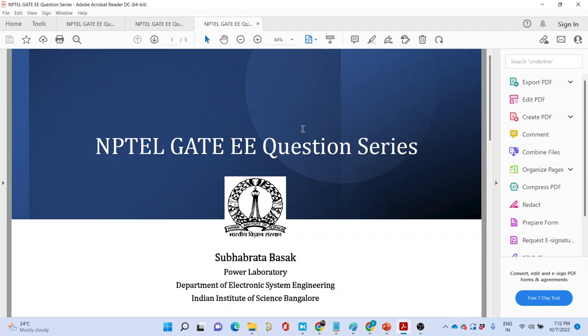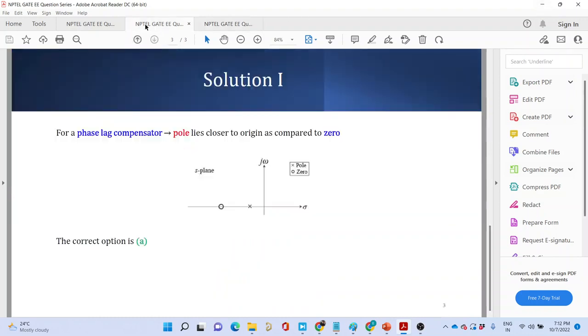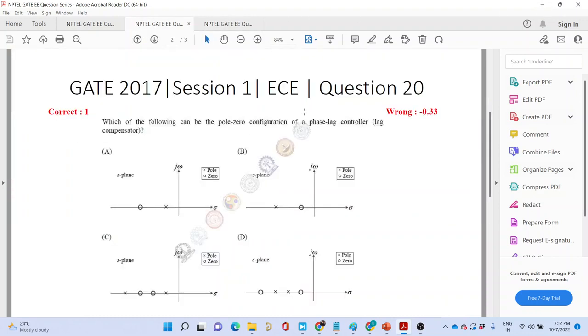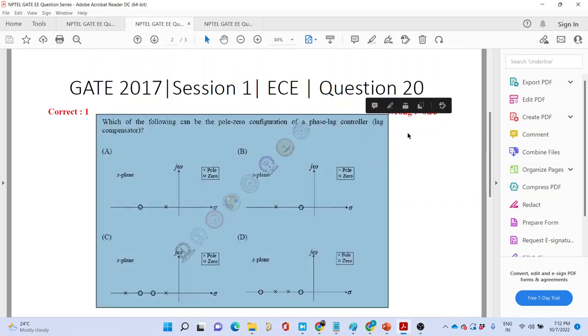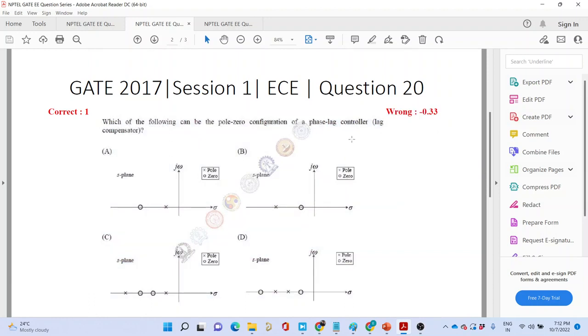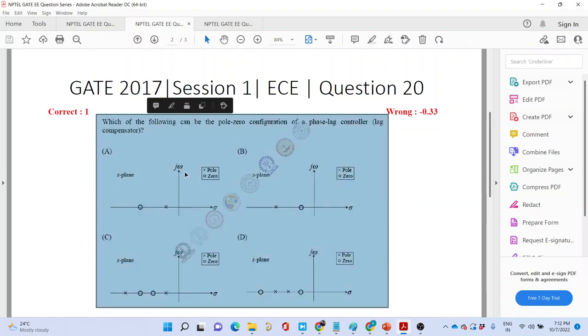What you said at first, just by looking at the graph, how did you say that? See, this is something that you should know. When I'm saying it is a lag compensator, that means the effect of the pole should be dominant as compared to the zero, because the pole is contributing to the lagging of the system. The effect of the pole must be dominant as compared to the zero, right? When I'm saying it is a lag compensator.